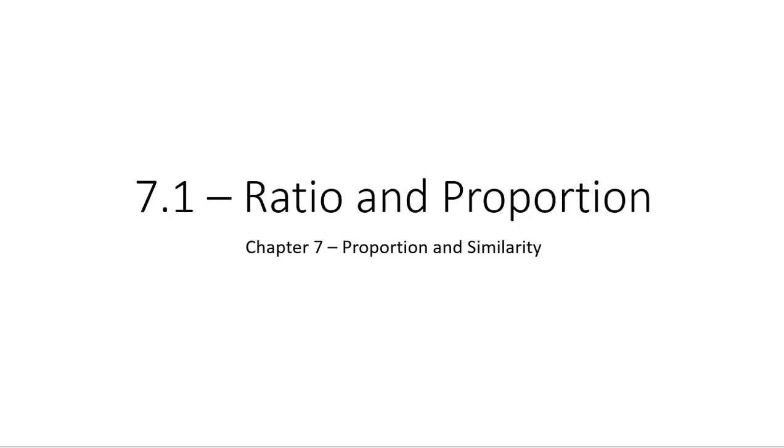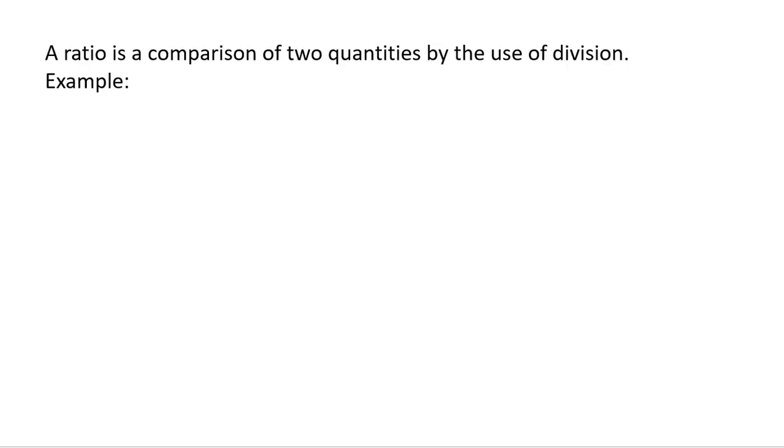Today, we're going to be talking about ratio and proportion. A ratio is a comparison. So ratio is a comparison between two quantities by the use of division. You can compare it A to B, that would be in words, A, two dots, and then B. Or typically what you're going to be seeing a lot in this chapter is A over B.